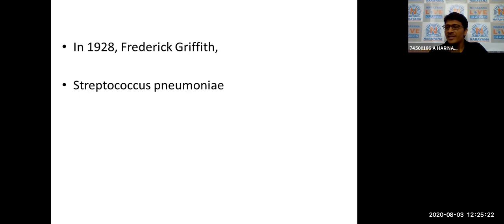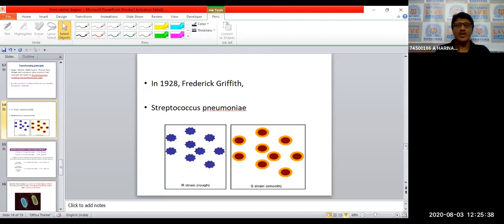Streptococcus pneumoniae causes pneumonia, a lung infection in animals as well as human beings. It is a cocci bacterium. Cocci means round-shaped bacteria. Why is it called Streptococcus? Because it appears like a long chain.